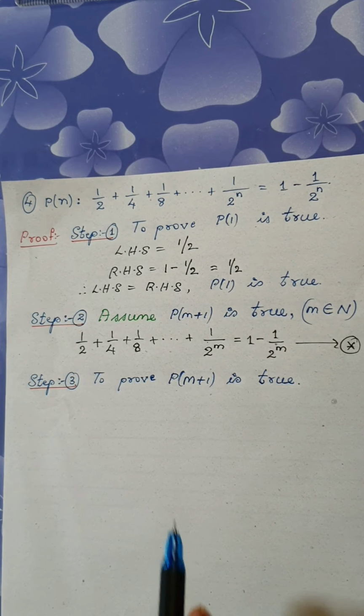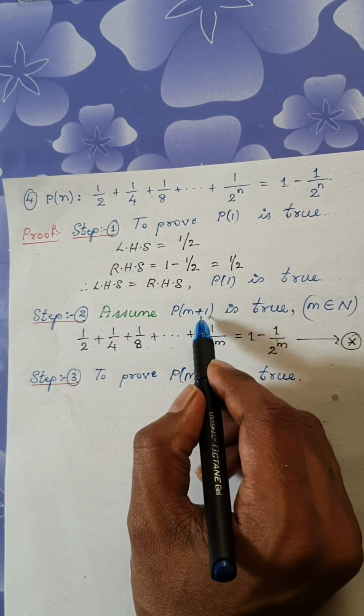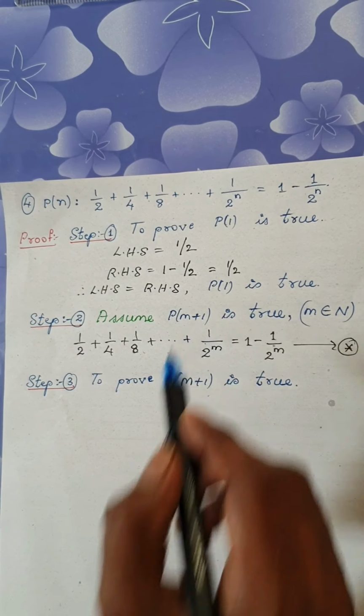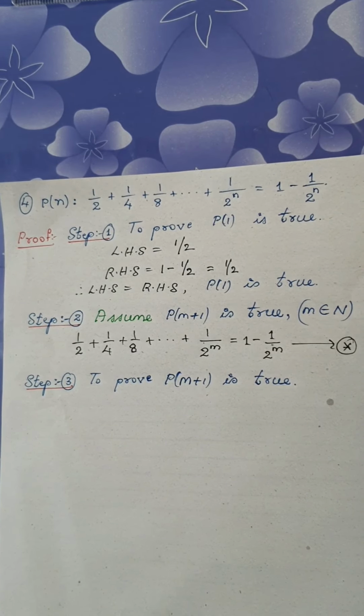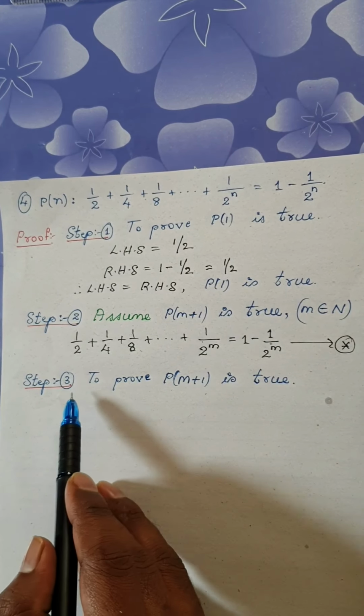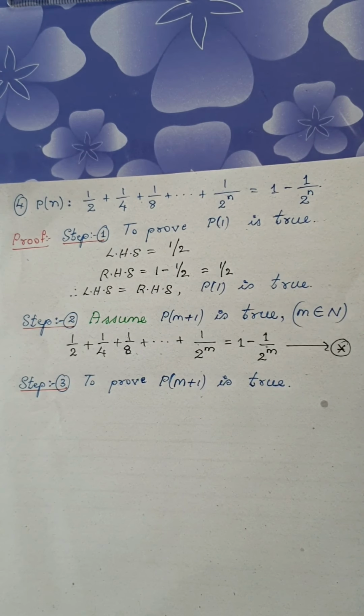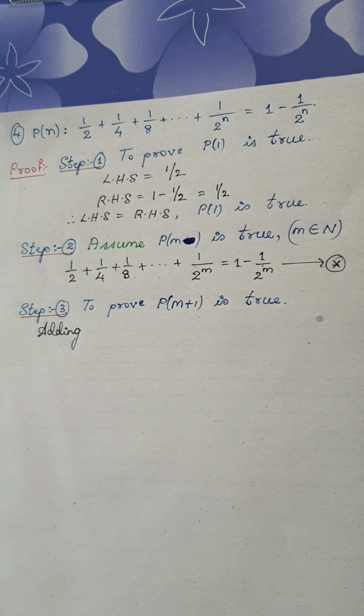Well, small correction, dear students. The second step was assume P of m is true, not P of m plus 1. I hope you might have had a doubt and you might have changed it. Excuse me. This is P of m is true, and the third step would be to prove P of m plus 1 is true. Okay, so please make that correction. So that is quite clear.